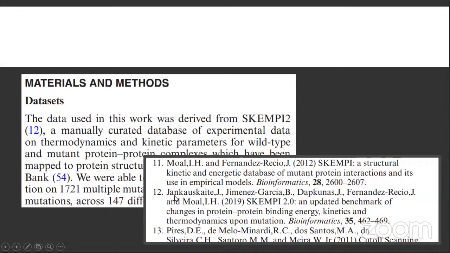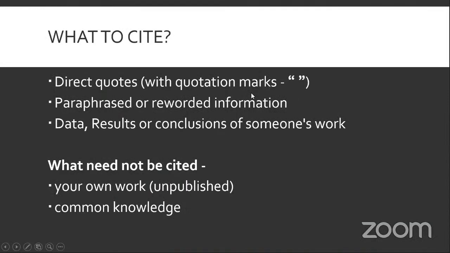You can see the authors are included. Then the year of publication is included. The title of the work has been included: an updated benchmark of changes in protein binding, energy, kinetics, and thermodynamics upon mutation. The name of the journal in which this data was published is included. Then it includes the page numbers, volume number, or issue number which are part of that particular publication. So we have to have a very specified format or structure to report all of this information, and that's where we'll be using this software.